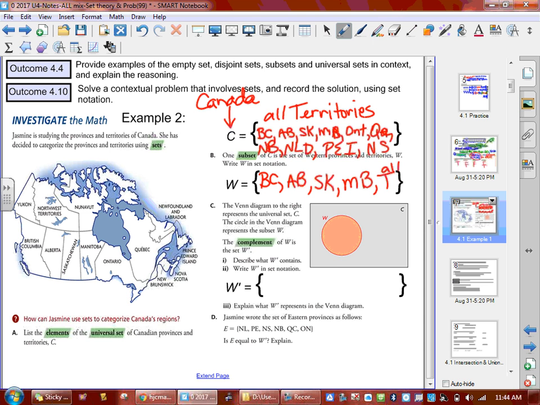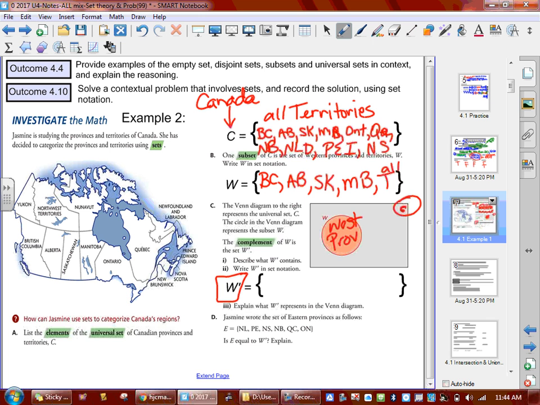So if we wanted to draw a picture of that, our big box here is our universal set of C in the corner here, Canada. They're always going to name the universal set in the top right-hand corner. Always, always. Then they're just going to draw a diagram of your set inside it. So here's all of our West provinces. Okay? And territories.